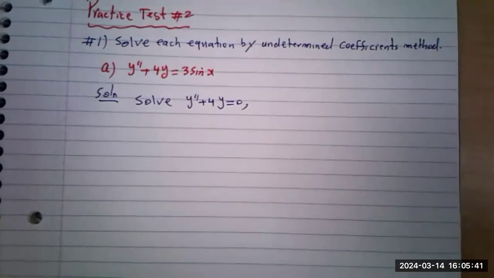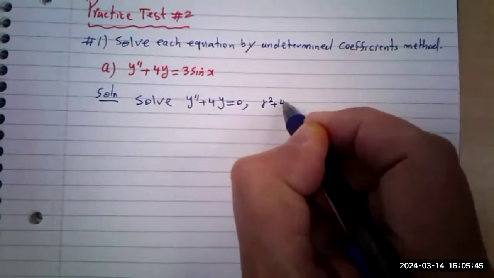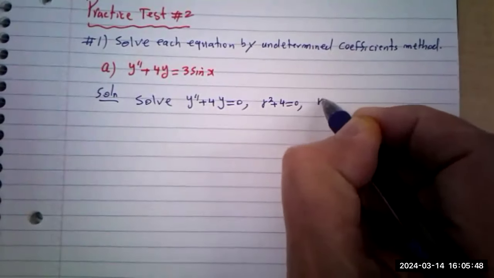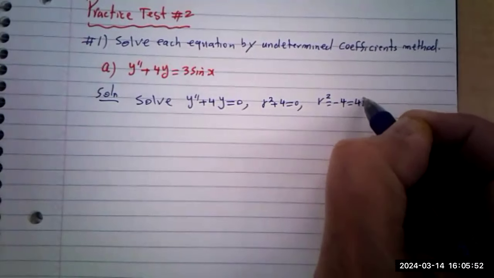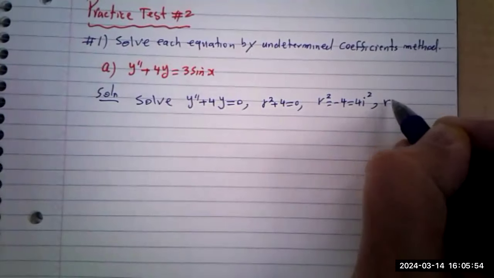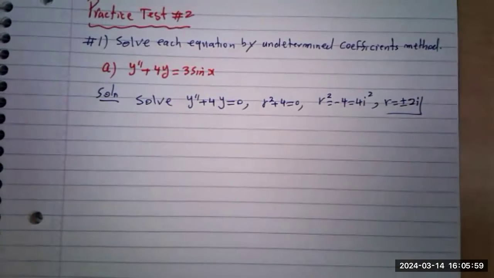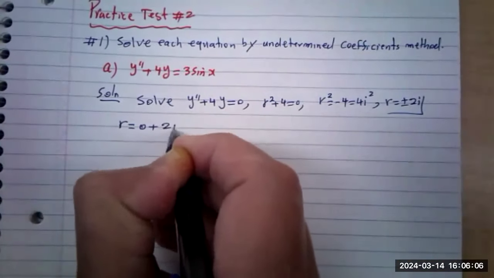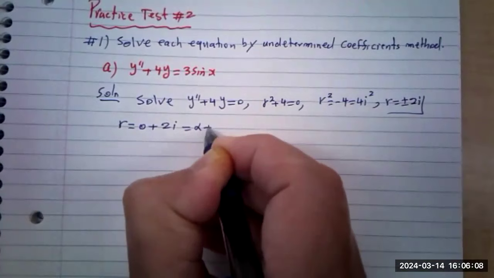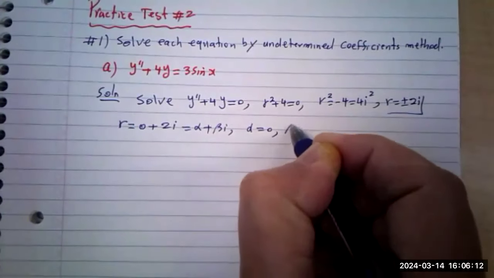Because the characteristic equation would be r squared plus 4 equal to 0. So that will be r squared equal to negative 4. Change it to 4i squared, and your solutions are going to be complex, positive and negative 2i. Okay, pick one of them, the positive one, r equal to 0 plus 2i. So this is going to be your alpha plus beta i. So your alpha is 0, your beta is 2.